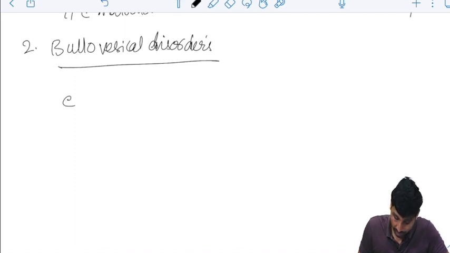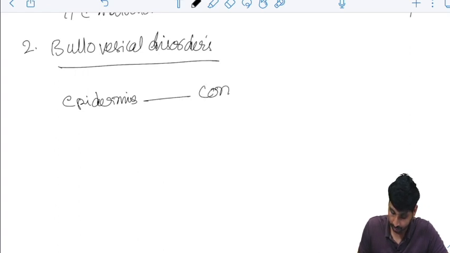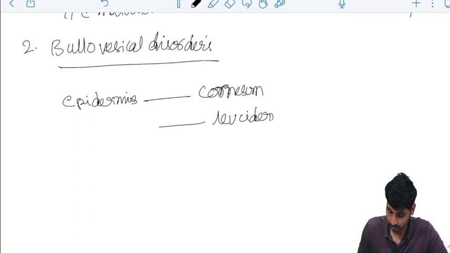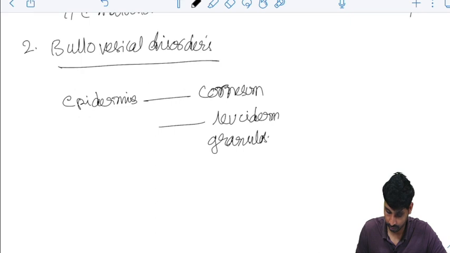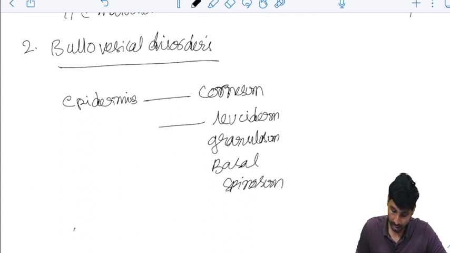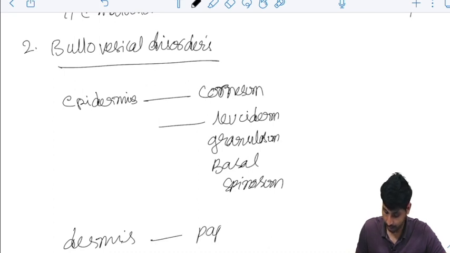We are all aware the epidermis has 5 layers. One is the corneosome, second is luciderm, third is granulosome, basal and spinosome, right. And the dermis has 2 layers. What are they? Papillary layer and reticular.